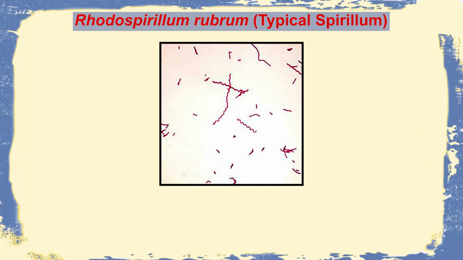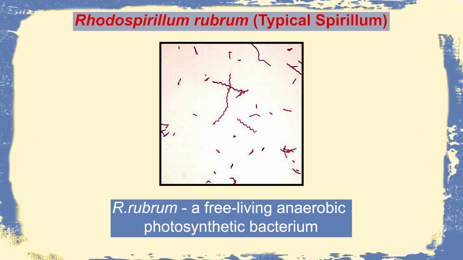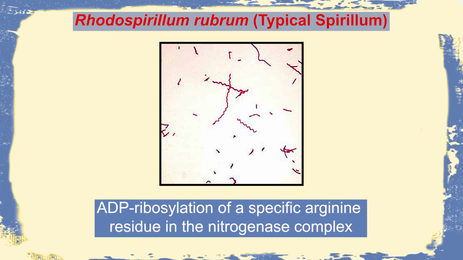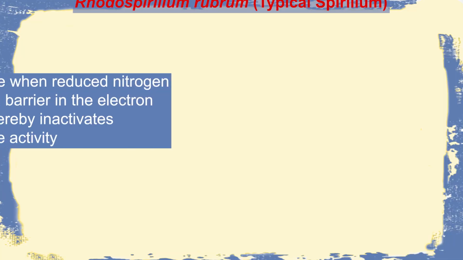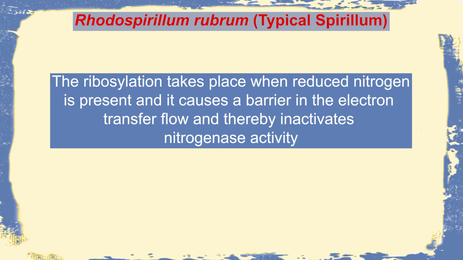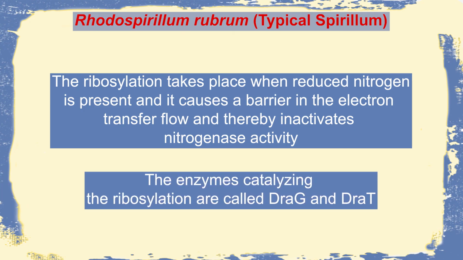Now there may be some other ways by which this Nif gene regulation can be brought about. As in the case of Rhodospirillum rubrum, which is a free-living anaerobic photosynthetic bacterium, there is of course the normal Nif gene, but along with the Nif gene, there is a unique feedback mechanism. And how is this brought about? It is brought about by ADP ribosylation of a specific arginine residue in the nitrogenase complex. So when enough nitrogen has been fixed, the ribosylation will take place and it will actually stop the electron transfer, and thereby it will inactivate the nitrogenase activity. And the catalysis of this ribosylation is brought about by two genes, which are DraG and DraT.